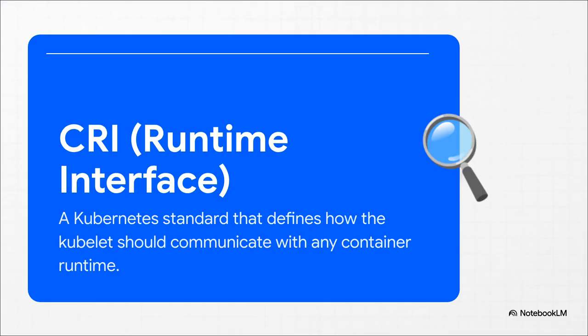The easiest way to think about the CRI is like a universal language. It's a contract. The Kubernetes team basically sat down and defined a standard set of commands, things like run pod sandbox and create container, and then they said to the whole world, hey, if you want to build a container runtime that works with Kubernetes, it has to speak this language, no exceptions.